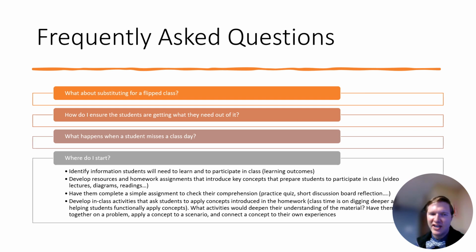So where do I start? Identify what the students need to learn and participate. Focus on where the outcomes need to be with that content. Then develop the resources and homework assignments to help them prepare. So these are the videos and stuff. Have them complete simple assessments to make sure that they're comprehending the material as they go. Like I said, practice quizzes, short discussion board reflections, and then developing class activities is the biggest part. It's the biggest barrier to being successful with it, is developing those in-class activities.